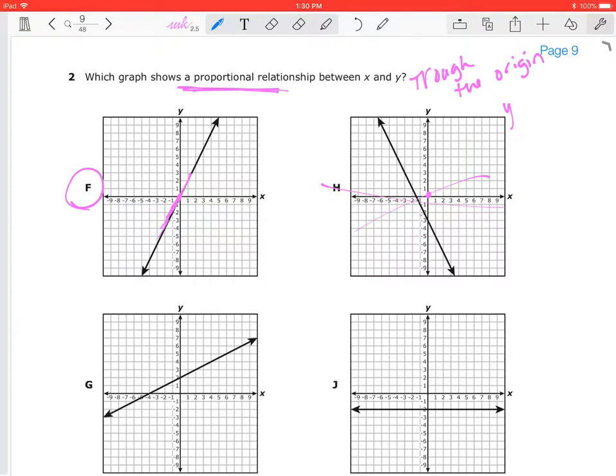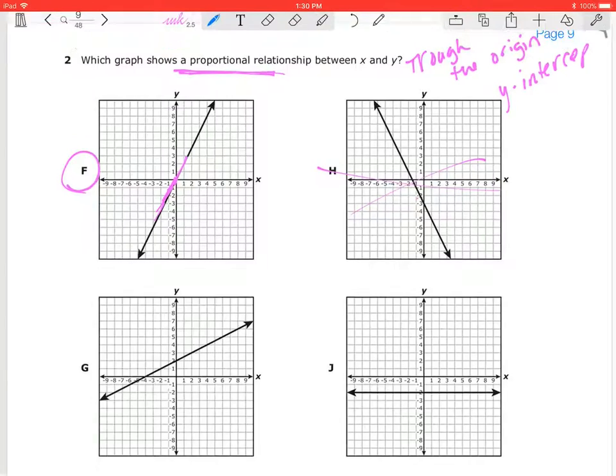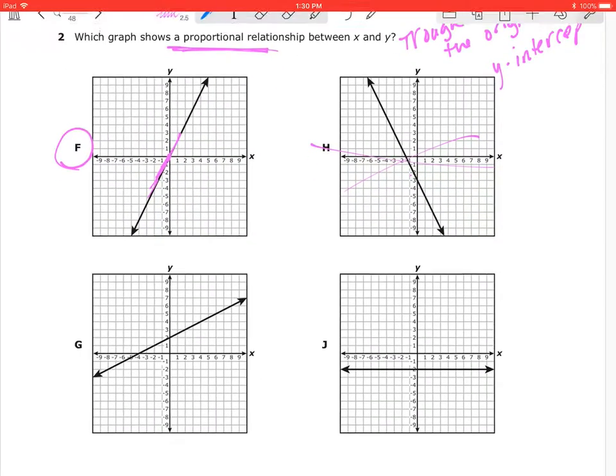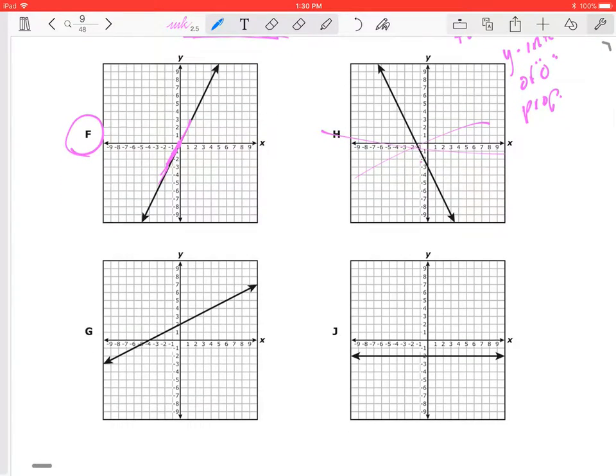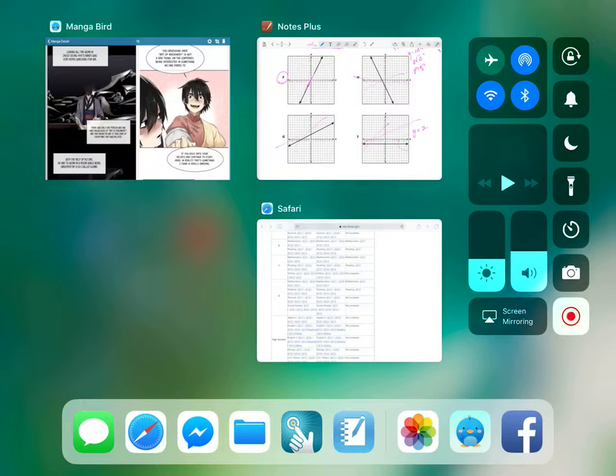It can't be H. H has a y-intercept of -3. It should have a y-intercept of 0 for it to be proportional. This one has a y-intercept of -3. G has a y-intercept of +2, so that one's not it. And J has a y-intercept, and this one here actually is y equals 2, so that one is also not it. And then I'll do the next problems in the following videos.